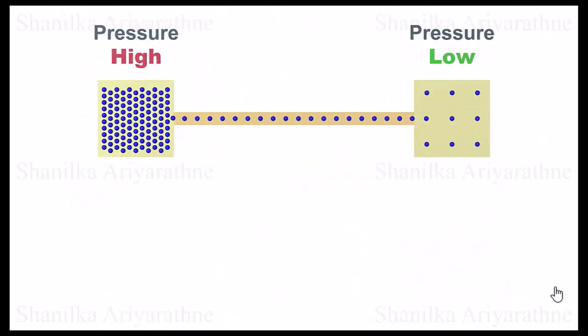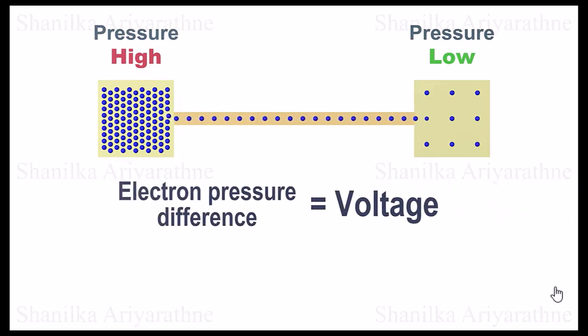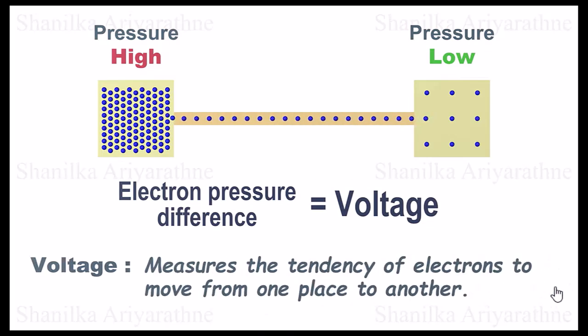Look at these two areas with different electron pressures connected by a conductor. The electrons move from high pressure to low pressure. In physics, this electron pressure difference is known as voltage. Voltage measures the tendency of electrons to move from one place to another. It's like the push that gets the electrons flowing, making it a crucial concept in the world of electronics. By understanding and controlling voltage, we can direct the flow of electrons to power everything from tiny gadgets to massive machines.